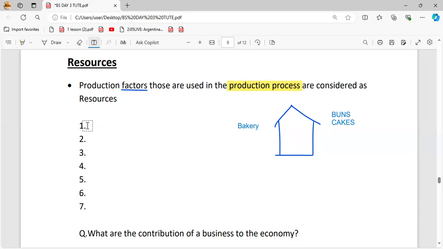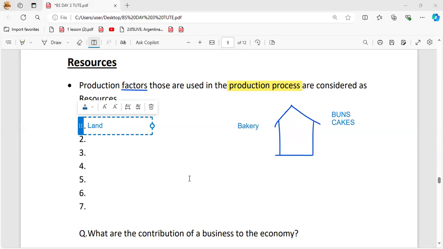So the first factor is land. You are not going to learn this very deeply in business studies. But in economics, people who are doing economics, put it in the chat box. Did you all do this? No. People who are doing economics.